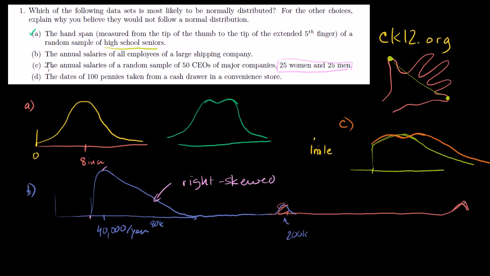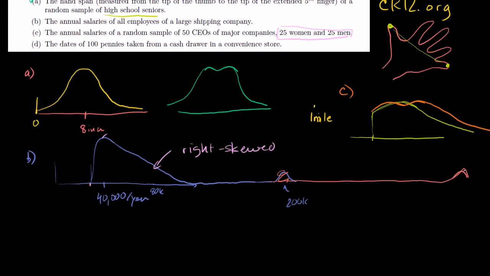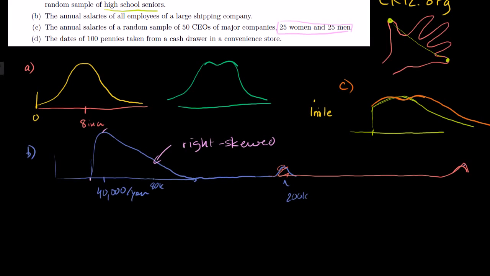So that's choice C. And so far, choice A looks like the best candidate for the closest to being a normal distribution. Let's see what D is. The dates of 100 pennies taken from a cash drawer in a convenience store. 100 pennies. So that's actually an interesting experiment. But I would guess, and once again, this is really a question where I get to express my feelings about these things. As long as your answer is reasonable, I would say that it is right.